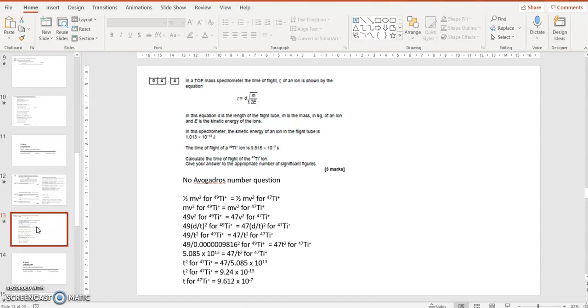Time of flight for the 49, I've plugged in and squared it. Now I know what 47 divided by t squared is. Rearrange it. T squared is 9.24 times 10 to the minus 13, so t is the square root of that, 9.612 times 10 to the minus 7.